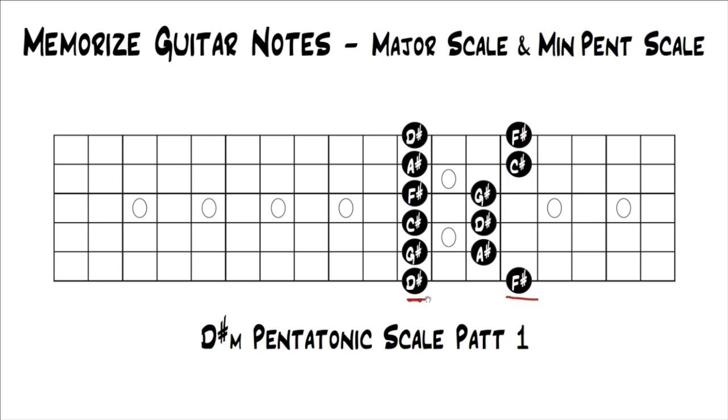So then just do it as D sharp minor pentatonic, play it really slowly, say the names D sharp, F sharp, all the way up, all the way back down, do it over and over again. And eventually you're going to really recognize where these notes are landing on your fretboard.